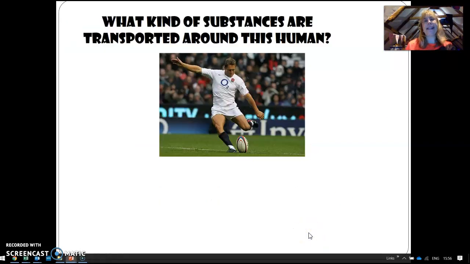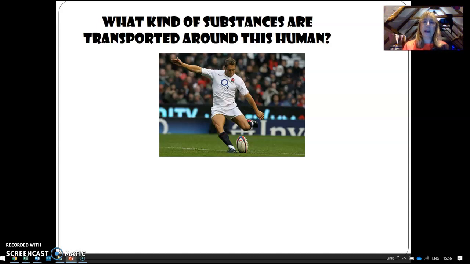Okay, so where is this taking us to? Well, any excuse for me to have a picture of the rather gorgeous Johnny Wilkinson on the field. I mean, just look at those thighs. Okay, right, enough of that. Let's get back to the biology of Johnny Wilkinson.